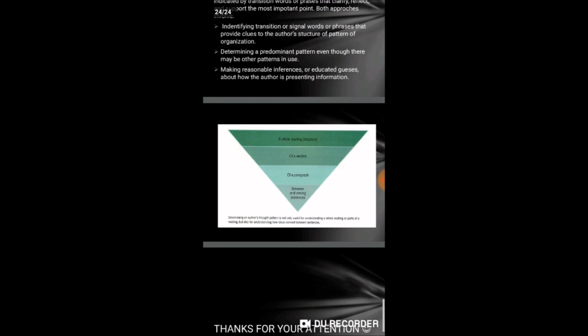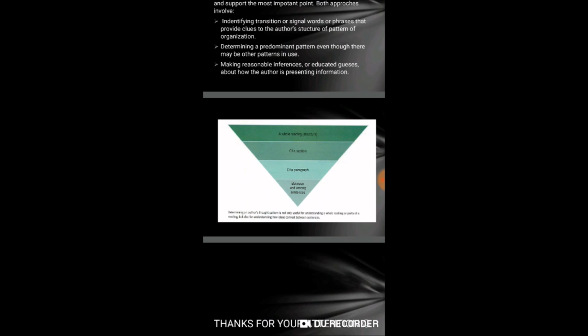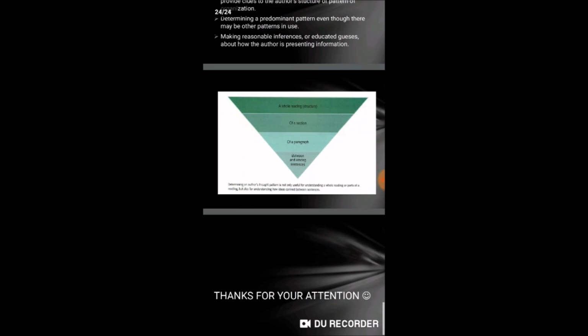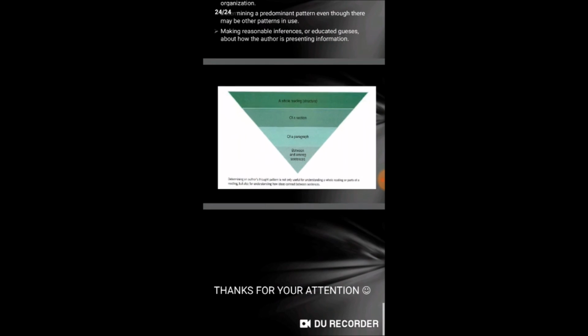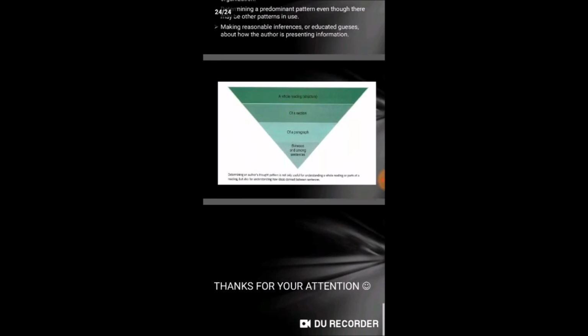You can see the form. There are some steps: the overall reading structure of a section or a paragraph, between and among sentences. Determining an author's pattern is not only useful for understanding all or part of a reading, but also for understanding how ideas connect between sentences.